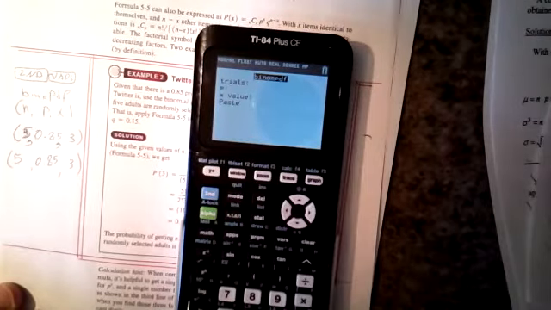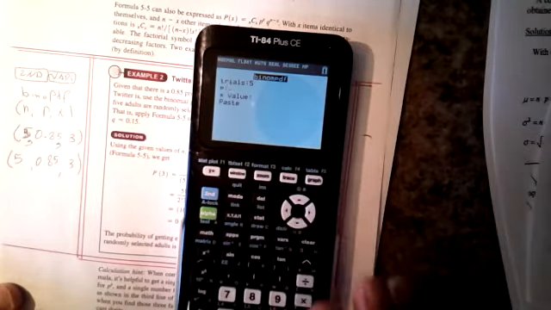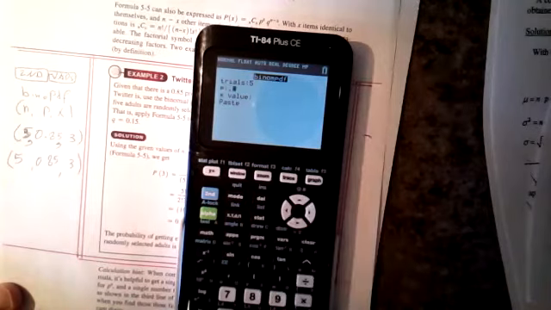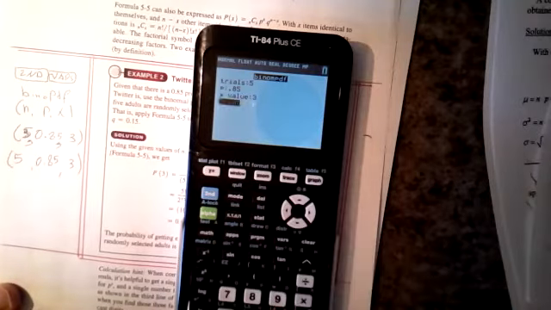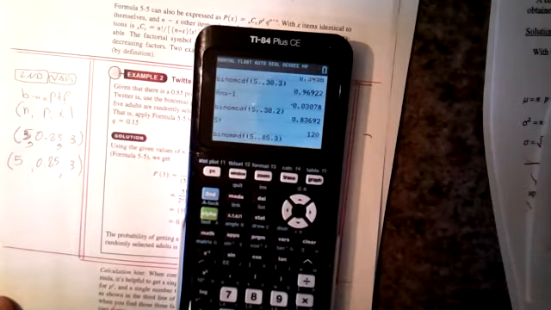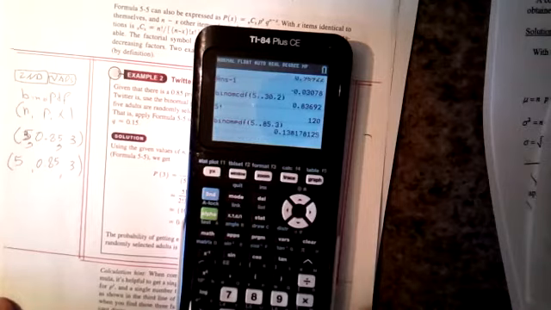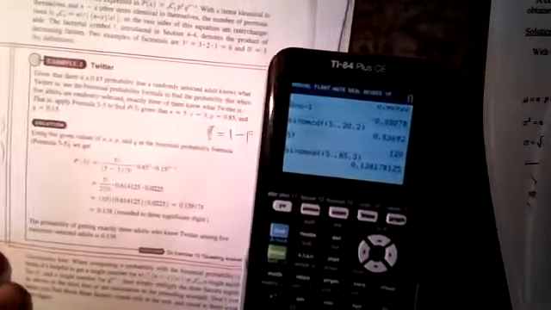Trials: how many trials? We're trying to have 3 out of 5, so there are 5 trials. Probability of success is given in the problem as 0.85. And 3 out of 5, that's the X value, is 3. And then you paste it. It should give you that number that you calculated here, okay?